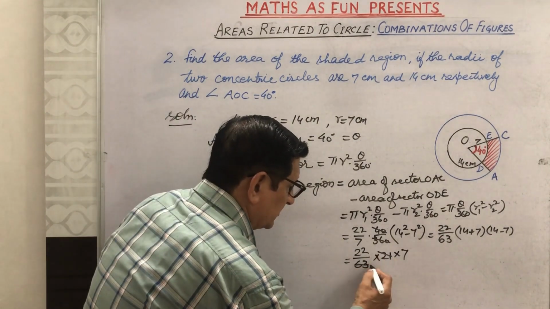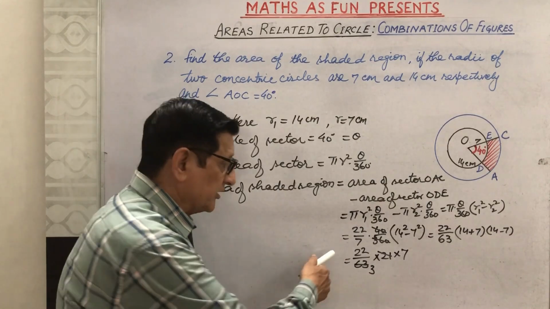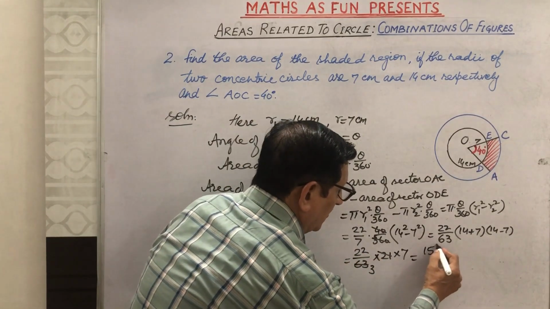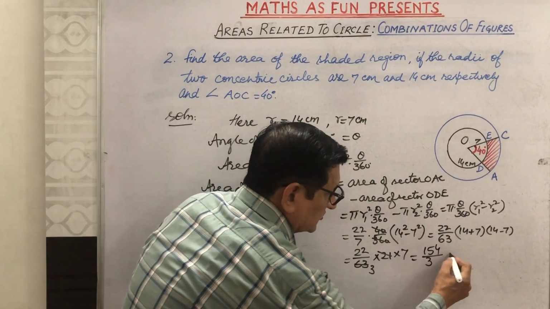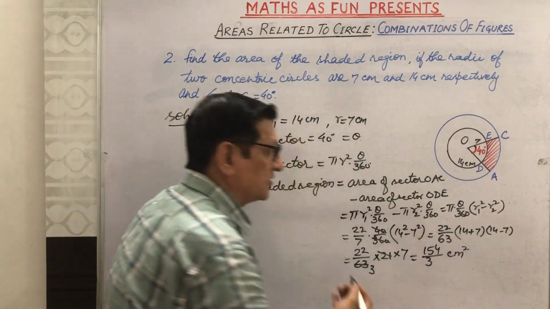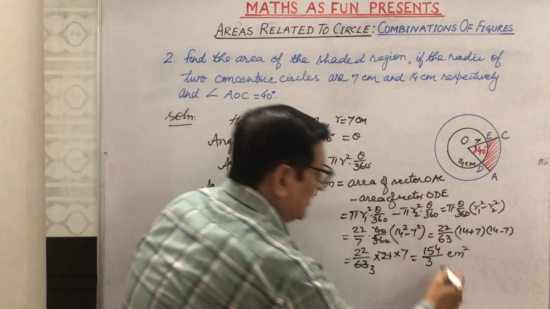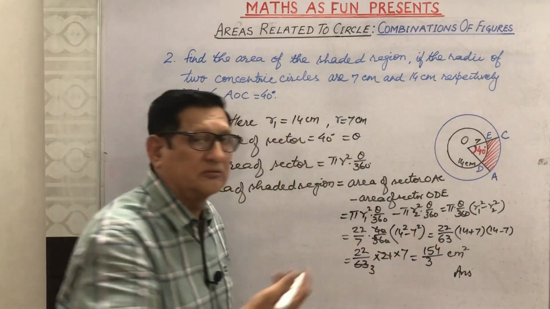21 cancels this 3 times. 22 into 7 is 154 upon 3. So 154 upon 3 centimeters square is the area of the shaded region.